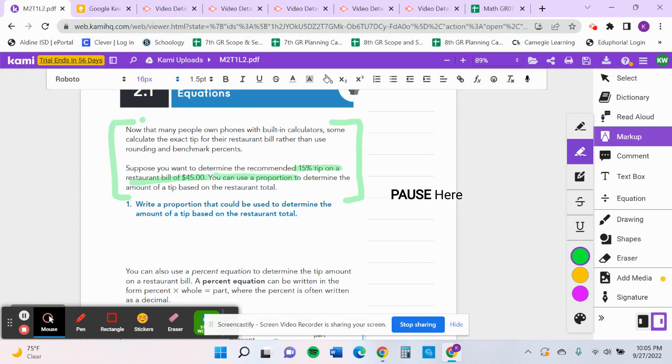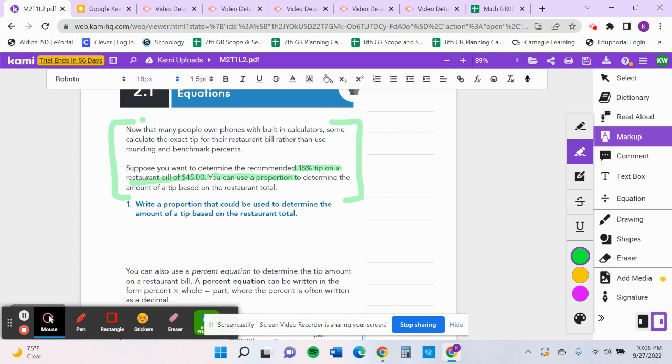Now, if you're at a restaurant, you're not about to pull out a piece of paper and a pencil to set up and solve a proportion. That's why we're introducing the percent equation. All right, let's look at number 1.